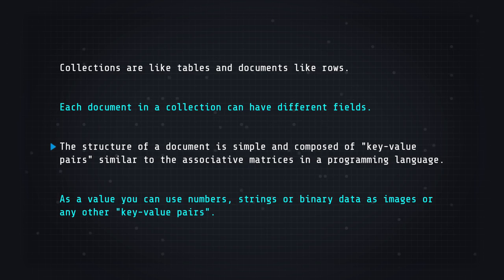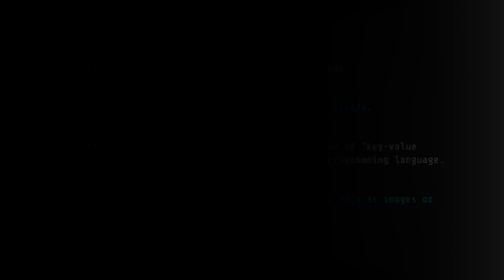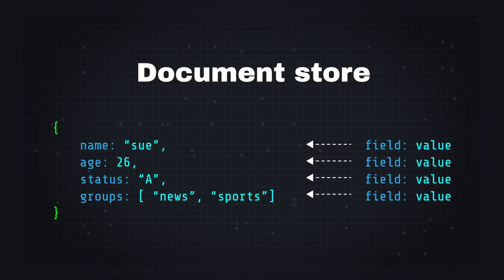The structure of a document is simple and composed of key-value pairs, similar to the associative arrays in a programming language. As a value, you can use numbers, strings, or binary data such as images, or any other key-value pairs. In MongoDB, a document is a set of field-value pairs in JSON syntax. The figure presents a visual example of a typical MongoDB document. As we can see from the image, MongoDB provides a very flexible storage for the name, age, status, and groups of interest of a person.